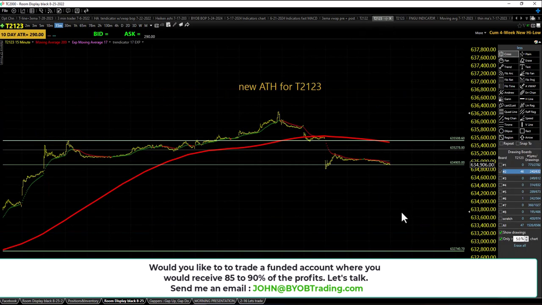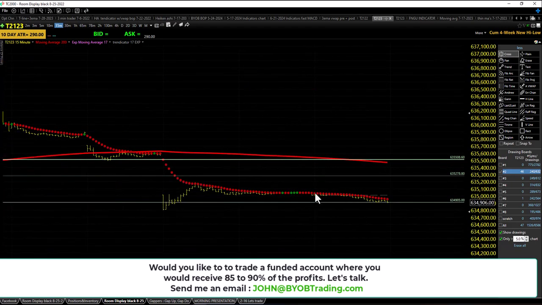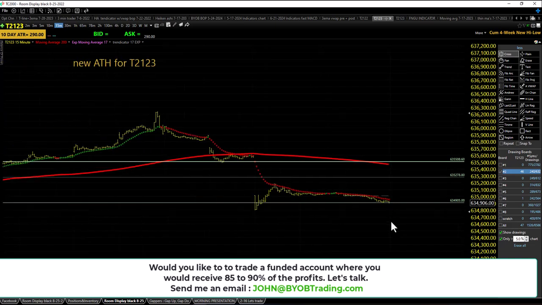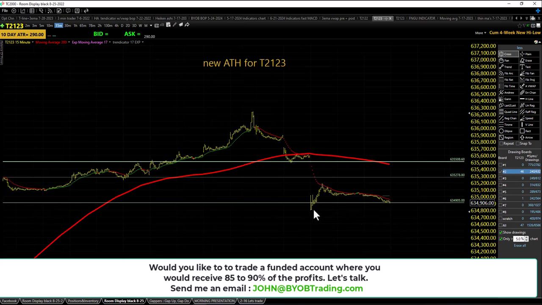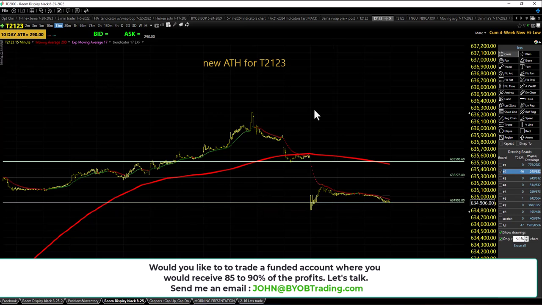T2123. Yesterday's price action, just selling from the beginning of the day to the end of the day. I kind of had hope they'd put in a higher low here and make their way back to the 200 SMA. No such luck, but they have not broken this low, so that's good. This is the rubber band candle, breaking that, and everything kind of falls apart for T2123 in my eyes.